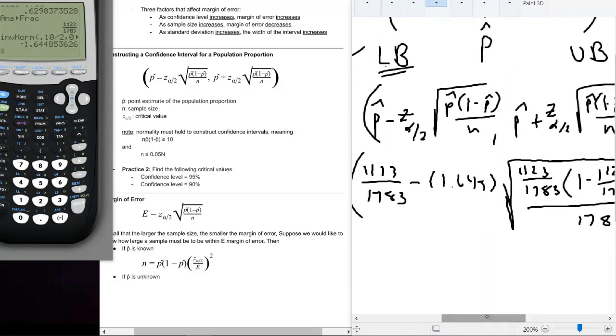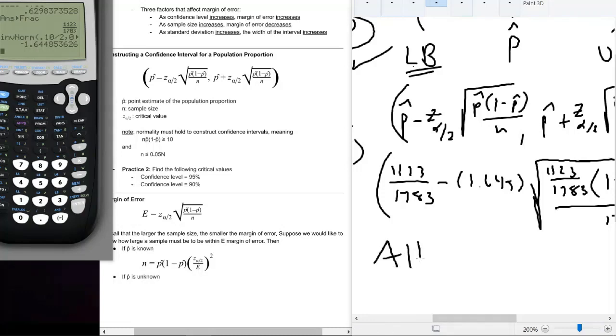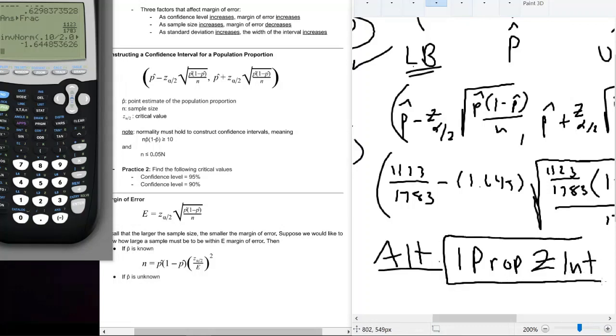Instead, I'd like to propose an alternate way to find the confidence interval, and it does this in a split second. That's a very nice thing. It's going to calculate all of this that we have here in a split second using a very nice calculator function. That calculator function is called 1 prop z int. Its sole purpose is to calculate this formula in a split second. It just needs a few variables, but it's able to calculate it very nicely.